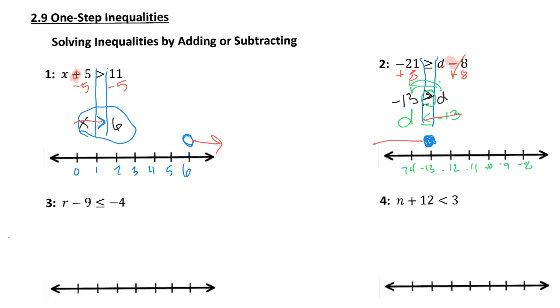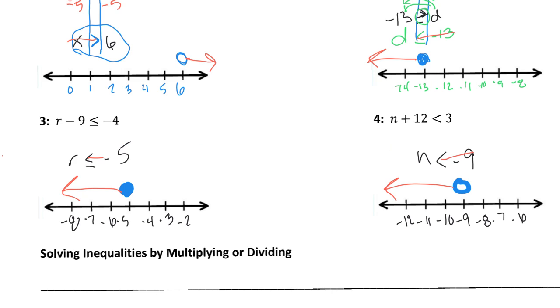All right, so I want you to do 3 and 4 on your own. So take a moment and pause the video, do 3 and 4 on your own. All right, so you should have one closed circle at negative 5 going to the right. Nope, that's your left, my bad. One closed circle at negative 5 going to the left. And number 4 should be an open circle going to the left at negative 9.